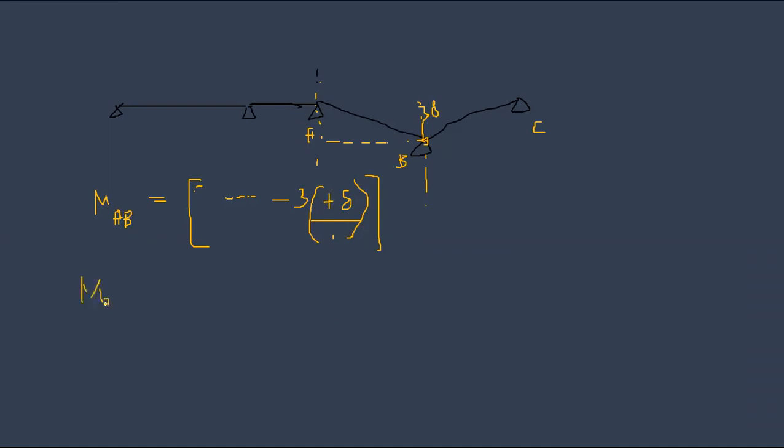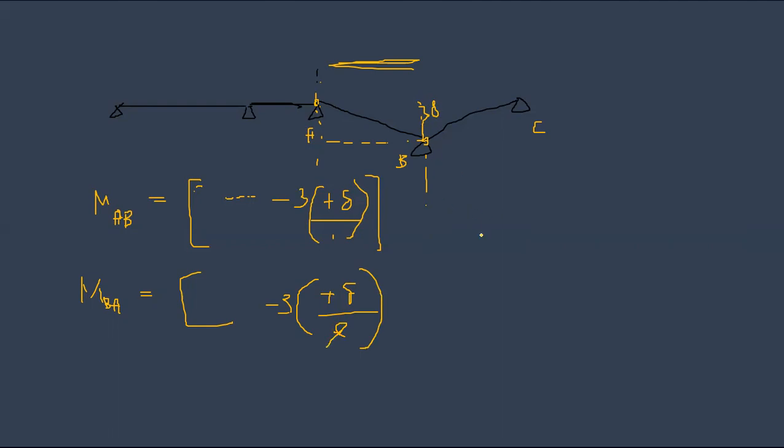Similar to that, you will obtain this when you apply it from B for this span only. Compared to A, when you apply it at B, it has gone in clockwise direction. That's positive, right?